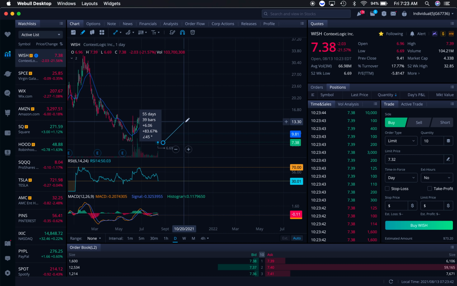But the thing that I'm realistically looking at is if it were just to simply return to previous highs of $13, which it just was at, that's over 80% return, which is why I'm talking about Wish.